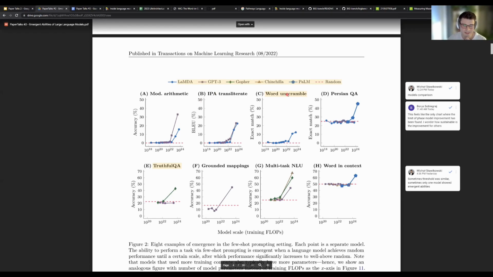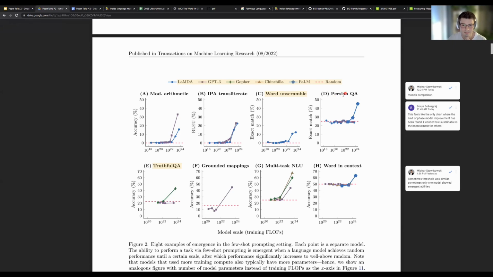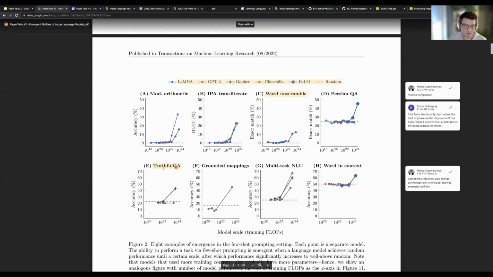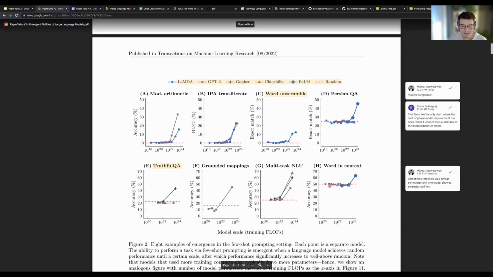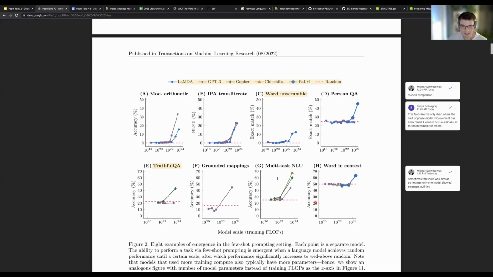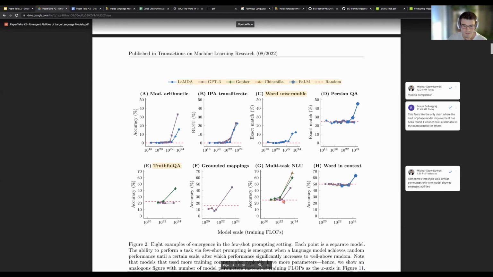We have this word scramble, Persian question answering, this truthful question answering, this grounded mappings, and word in context. And we can see that in all of them there is some sort of these emergent abilities.